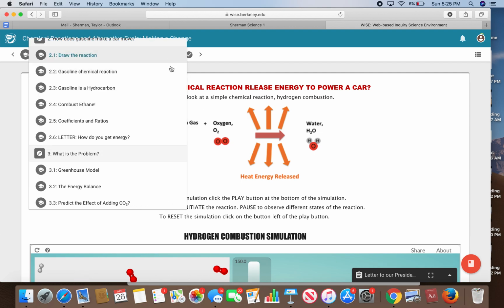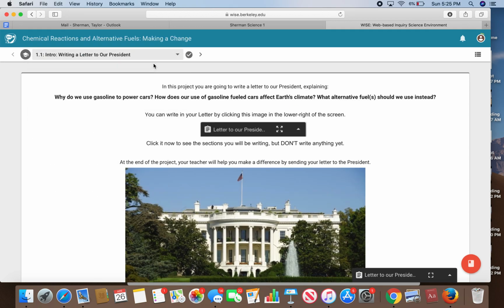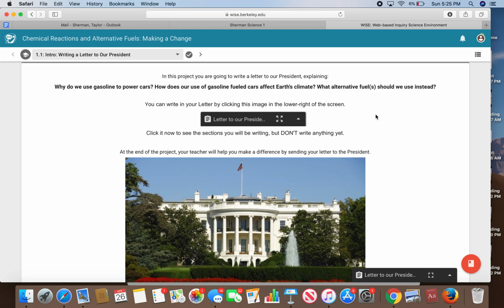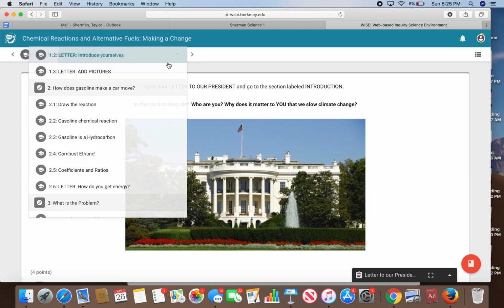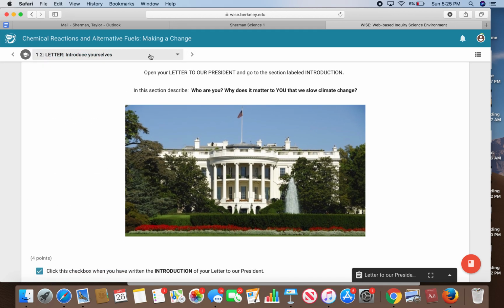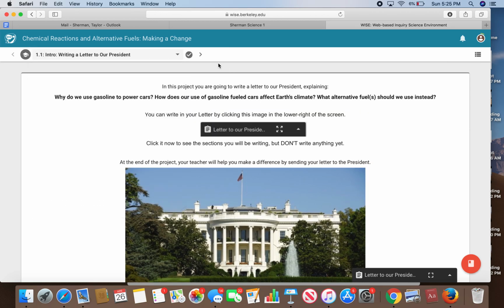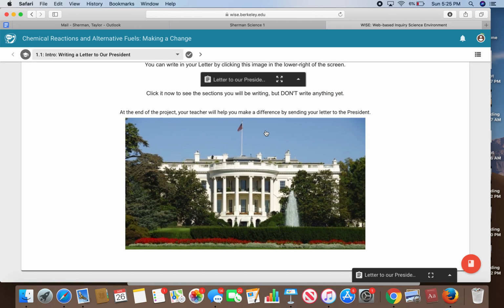Let's just take a step back, because I know some of us were having problems with writing a letter to the president. When this check mark appears here, just know that that's when you click submit. So I've already introduced myself. I've completed my letter to the president, and I turned it in. So the check mark is here.